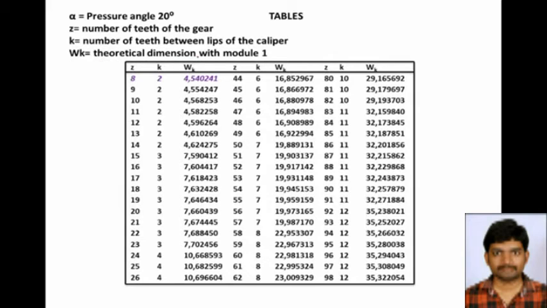So I hope everyone understands the lecture about these Wk calculations, where Wk is the theoretical dimension with module 1. So it is the distance between the flanges of the instrument in mm, or base tangent length. Okay, so I hope everyone understands this lecture.